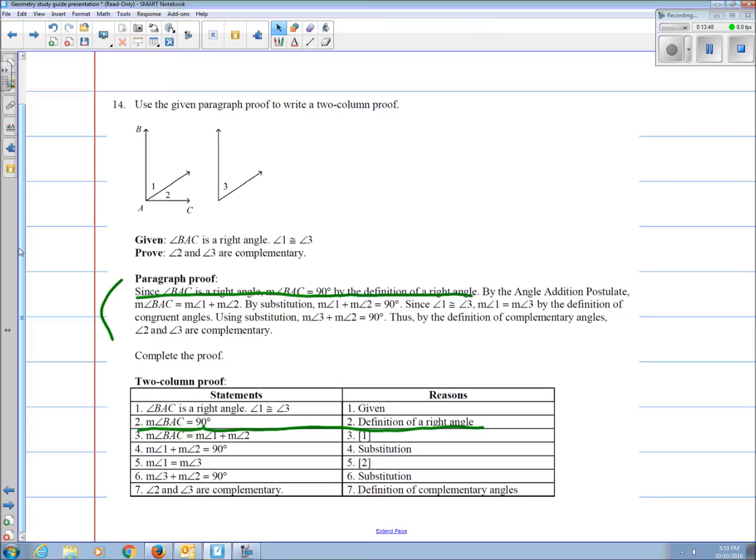Next, it says by angle addition postulate, the measure of angle BAC is equal to measure of angle 1 plus the measure of angle 2. So this is number 3: the measure of angle BAC is equal to the measure of angle 1 plus the measure of angle 2 is the angle addition postulate.